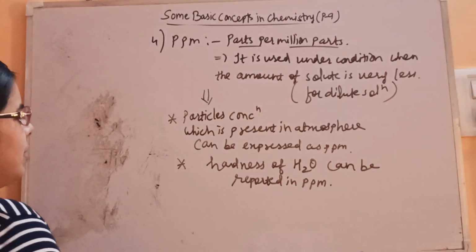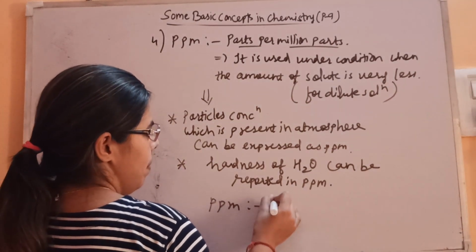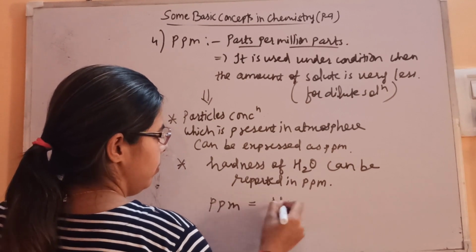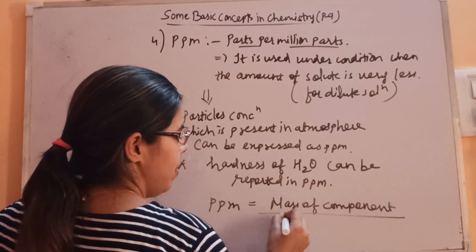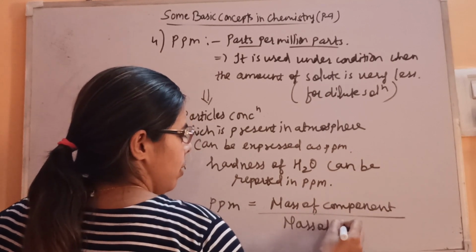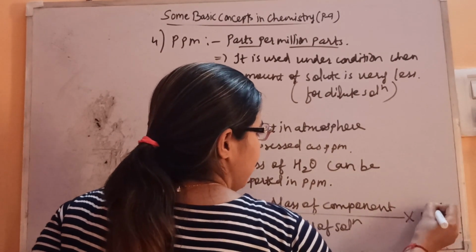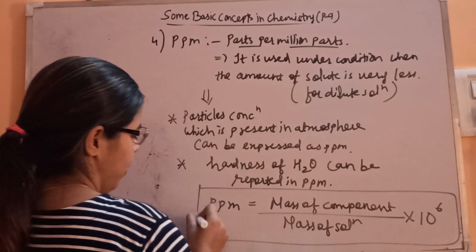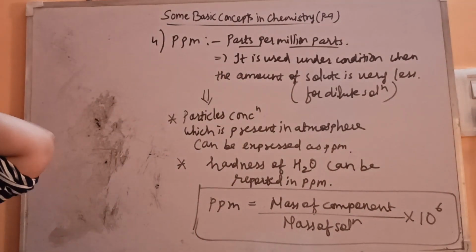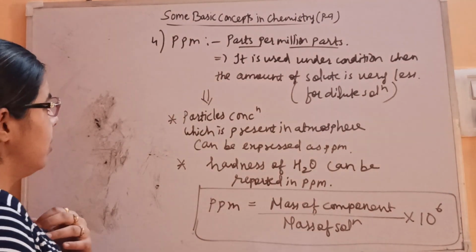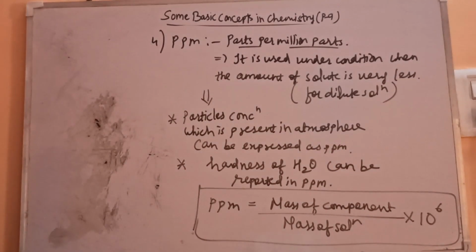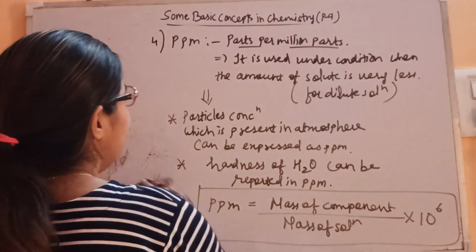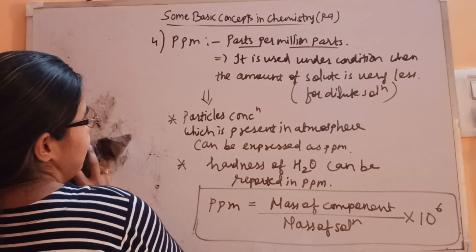Parts per million parts. So what's the formula? ppm is mass of component, whatever component is there, divided by mass of solution into 10 to the power 6, as we know that 1 million is equal to 10 to the power 6. So this is parts per million parts. Similarly, we can express in terms of volume also, that volume of component divided by volume of solution per million.